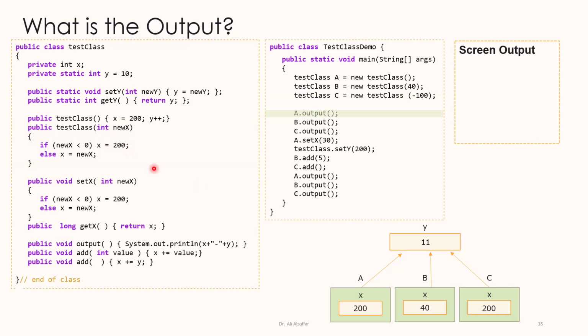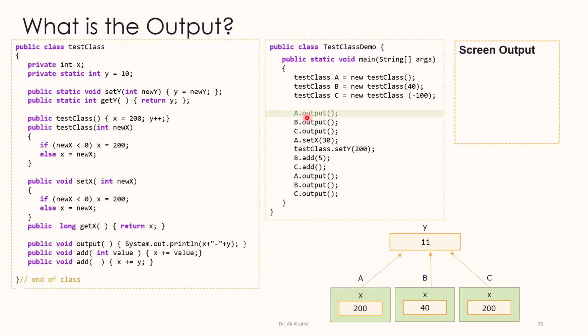And after that, we draw a box for the object c, and you put the instance variable inside it, and since the value of x is equal to 200, you write 200. Since the variable y is shared also by this object, you draw an arrow to the static variable telling you that this object can change the value of y.